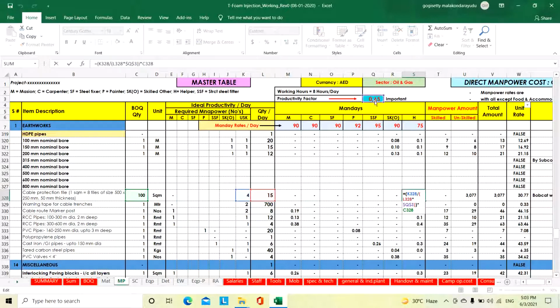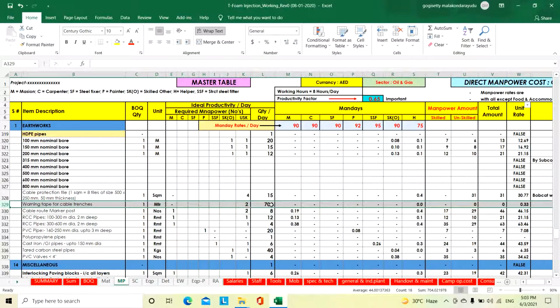Based on that, with this productivity, we need to do 100 square meters of the cable protection tiles, which 4 persons can do at 15 square meters. That means 41 man days are required. Man day rate into these are the per day rates. Your currency is AED per dirham. AED means Arab Emirates dirham. Then the total amount, this is the skilled and unskilled. Total amount divided by the quantity, we will get the unit rate. So you change it to 1. Unit rate is the same.